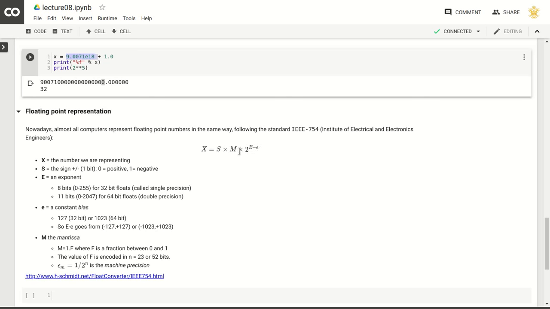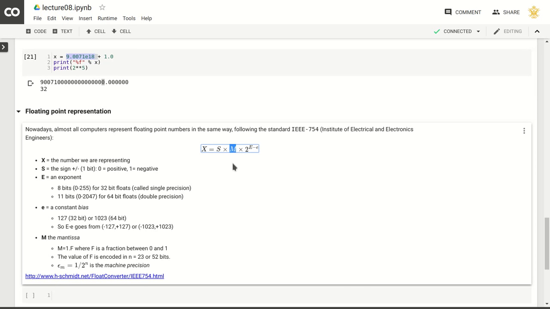What is it that gets scaled? That's this m here. That's the so-called mantissa, and that's always 1 dot and then f, where f is a fraction between 0 and 1. And it's a fraction because it's encoded with a limited number of bits. So it will always be an exact rational number. And it's encoded through these bits, so we get 1 dot and then bits.